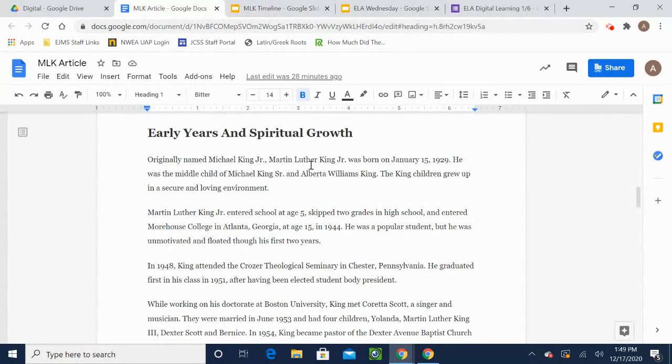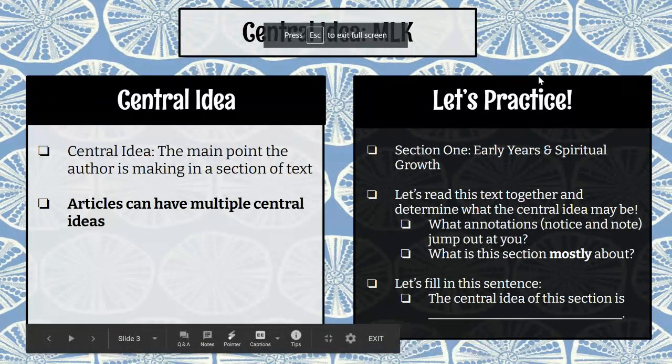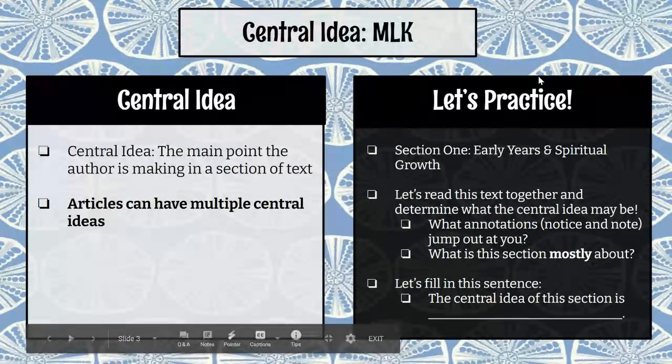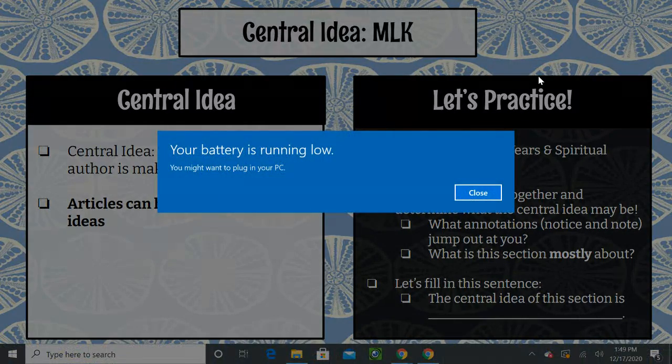Once we're there, we are talking about something that we call central idea. In all informational articles, there is something called a central idea, which is the main point that the author is making in a section of a text. Notice, I say a section of a text. When we look at the article that we read yesterday, it has multiple sections. So as we get older, our informational articles are going to have multiple central ideas.